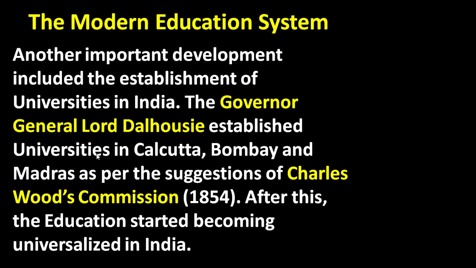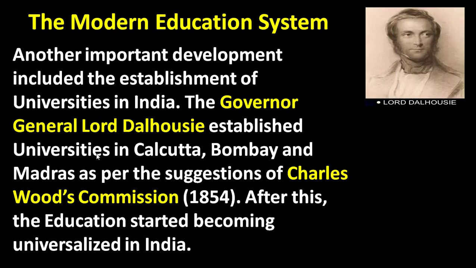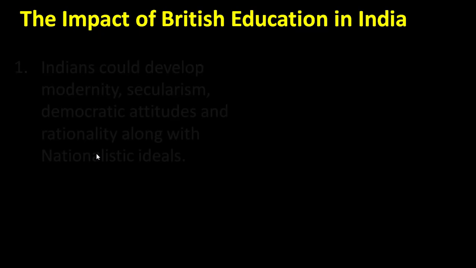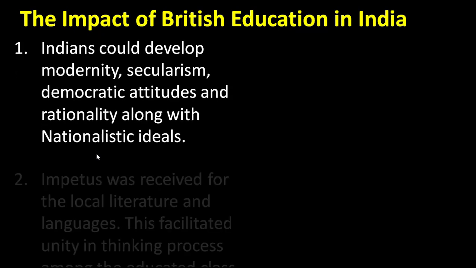Another important development was the establishment of universities in India. The Governor General Lord Dalhousie established universities in Calcutta, Bombay and Madras as per the suggestions of the Charles Wood Commission in 1854. After this, education started becoming universalized in India. So let's come to the very important impact of British education in India.